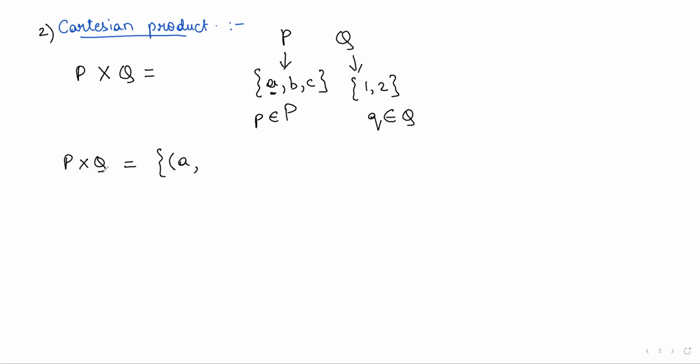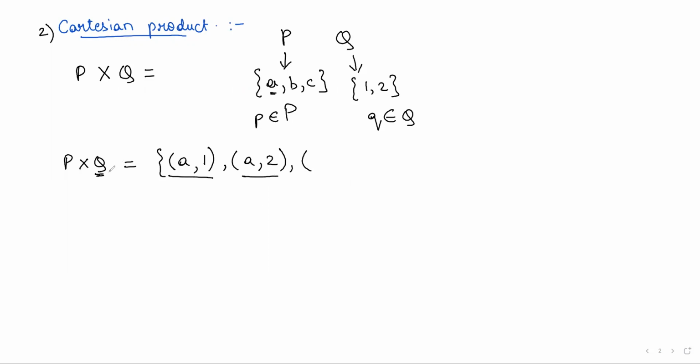And the second value is from Q. Any value from Q. In the first scenario, let's consider 1, and in the second scenario, let's consider 2. This leads you to two ordered pairs, first and second. Which other ordered pairs can be formed?